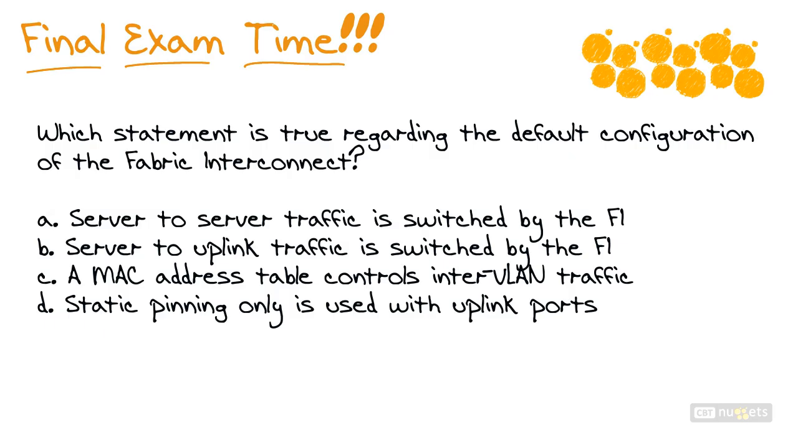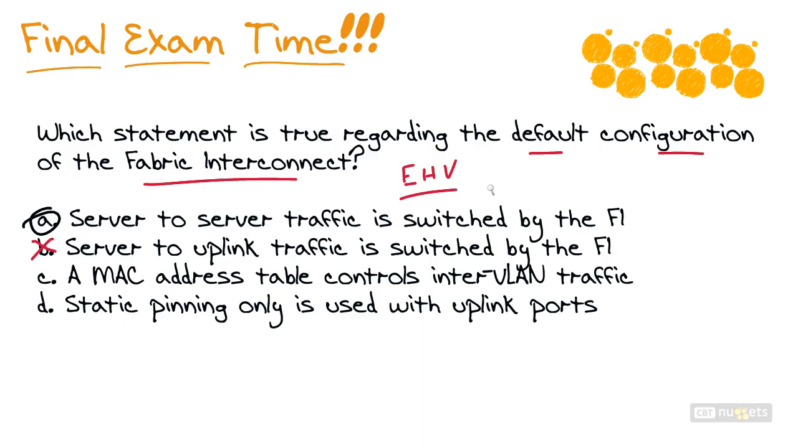Let's take a look at a sample one. Which statement is true regarding the default configuration of the Fabric Interconnect? A: Server-to-server traffic is switched by the Fabric Interconnect. You know what? I like that one. I'm going to go ahead and mark that one. Hey, let me grab my red pen. Where's my red pen? There's my red pen. B: Server to uplink traffic is switched by the Fabric Interconnect. No. In the default configuration of the Fabric Interconnect, we are in end host virtualizer mode. And in that mode, server to uplink traffic is not switched by the Fabric Interconnect.